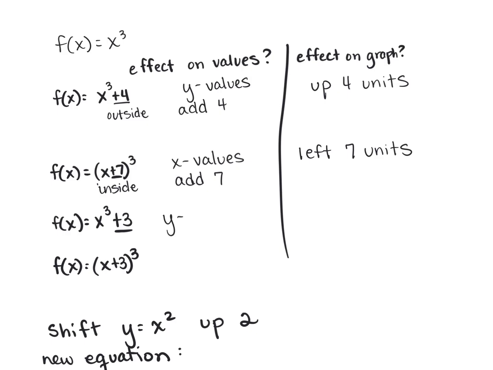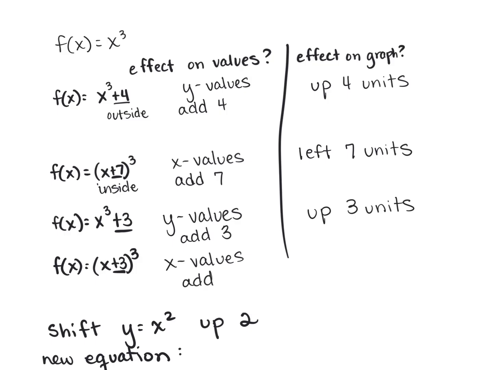All right, this one, very much like the very first one, this is an outside. So this is going to affect your y values. So this is a vertical change. And this will add 3 to each one of your y values. So this is going to move it up 3 units. And again, the next one, very much like the second one up there, you've got a 3 on the inside. So your x values are impacted because they are going to have 3 added to them. Each one of the x values will increase by 3 before you cube it. So this is going to make it move left 3 units.